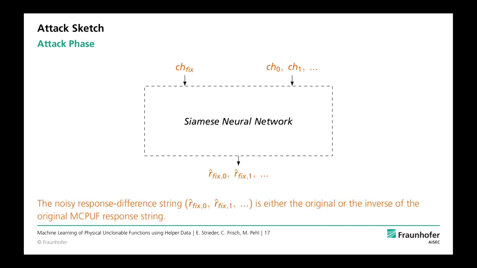The noisy response difference string is either the original or the inverse of the original response string of the multi-challenge path. This depends on the challenge we fixed. If the original response of the fixed challenge was 0, we would receive the original response string of the path. Otherwise, the inverse.